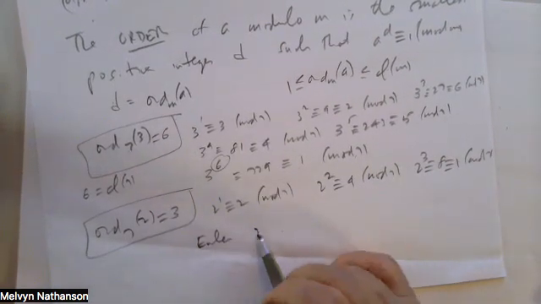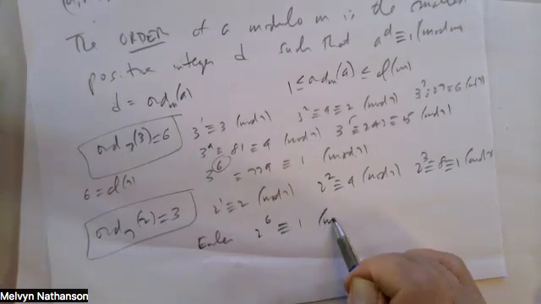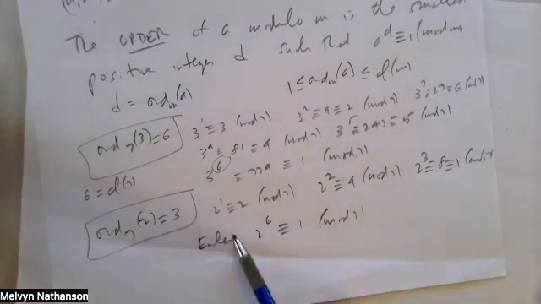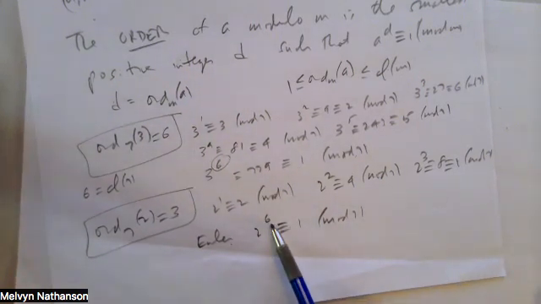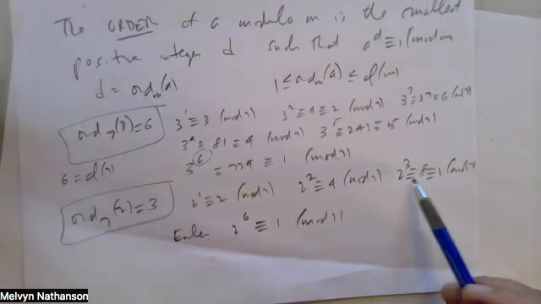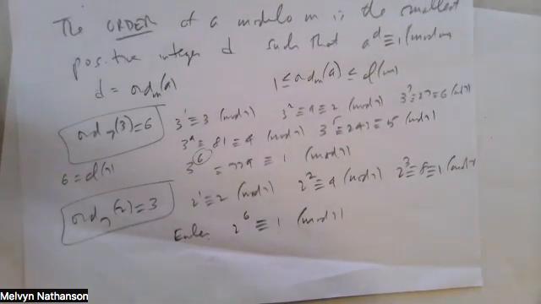Euler's theorem says that 2 to the 6 is congruent to 1 mod 7. And that's not a contradiction, that's just a fact. But it turns out 6 is not the smallest power of 2 congruent to 1 mod 7. 3 is the smallest power of 2.